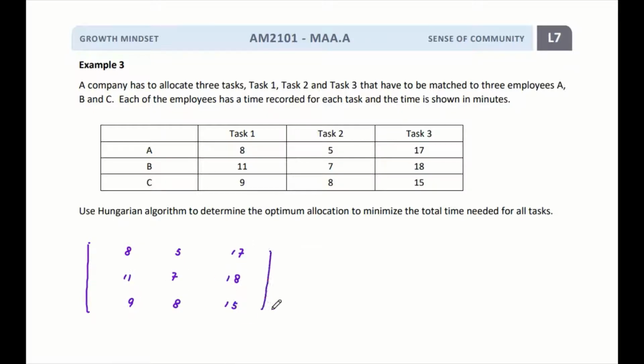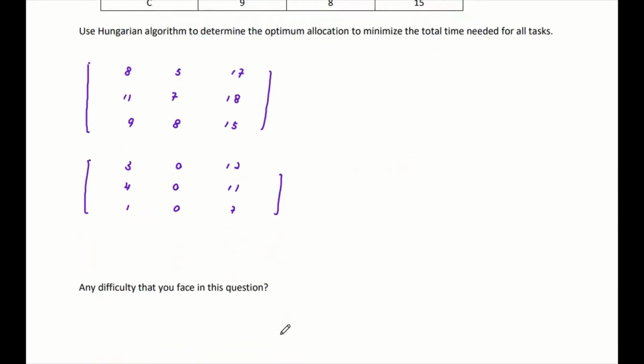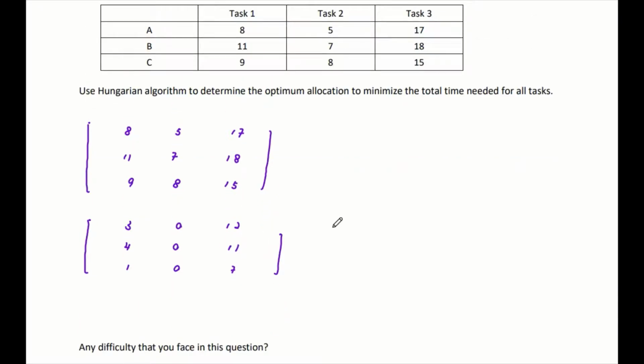All right, so similarly, the first step that we need to do is the row reduction. The smallest number is 5, so that's why 3, 5, 12. The smallest number is 7, so 4, 0, 11. The smallest number is 8, so 1, 0, 7. All right, so after we have carried out the row reduction, we'll continue with the column reduction.